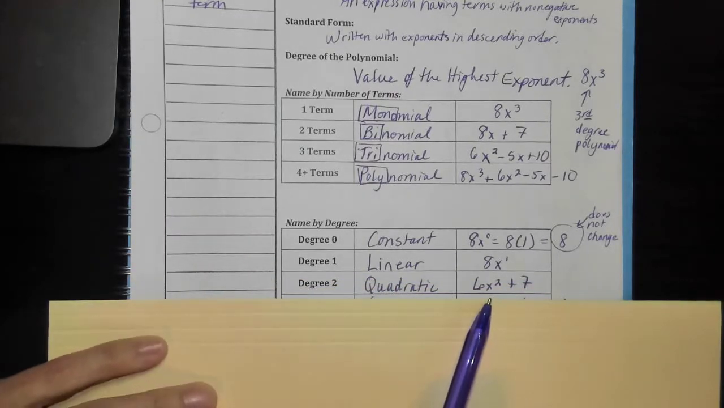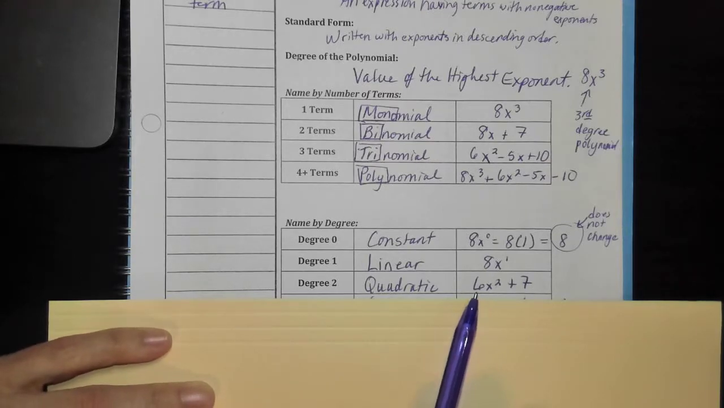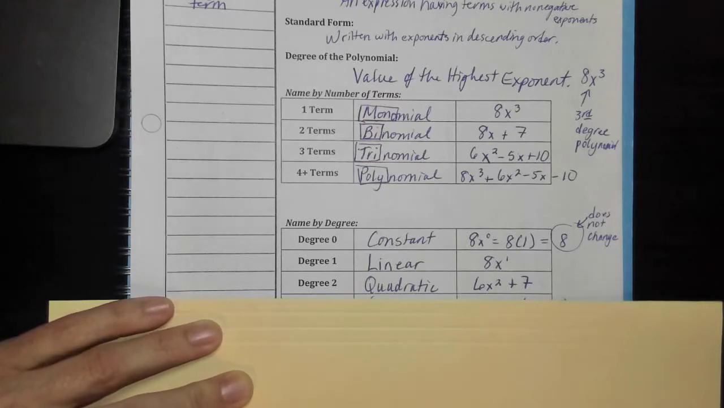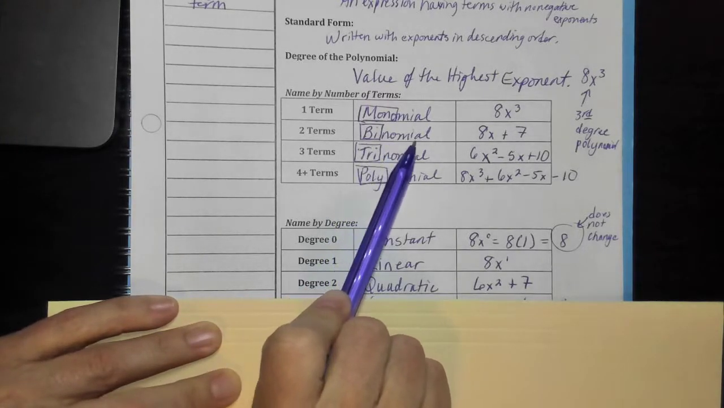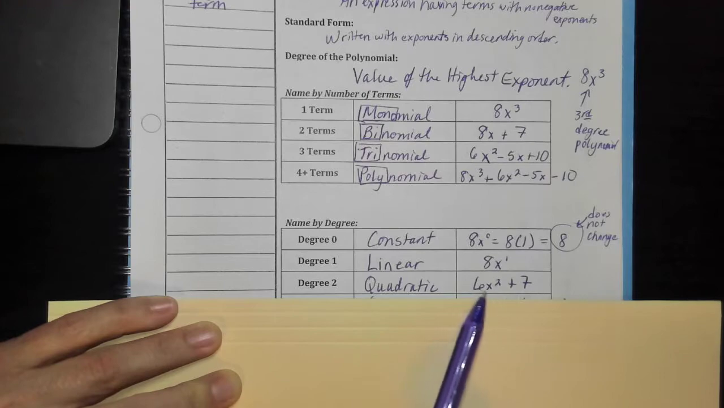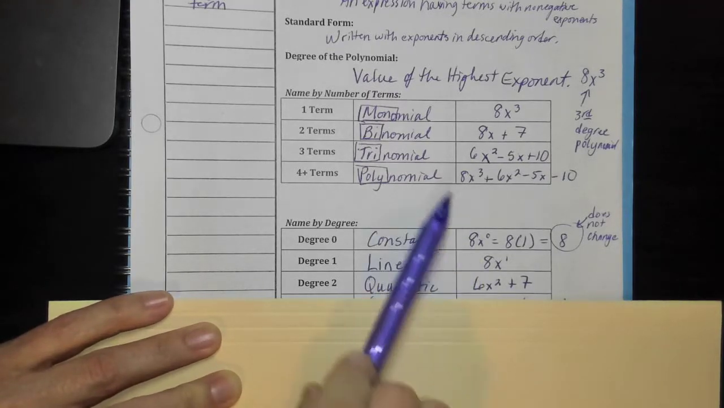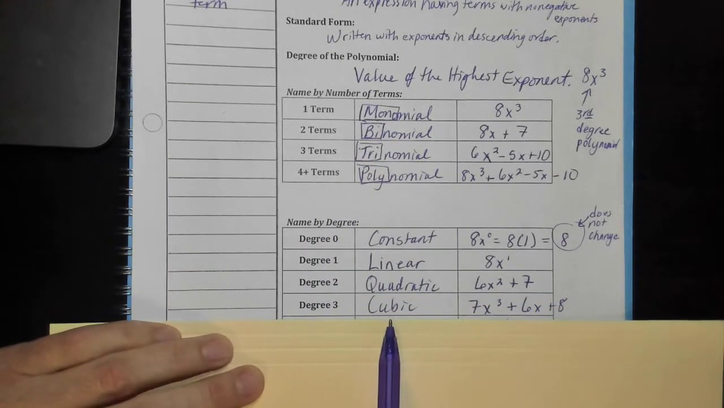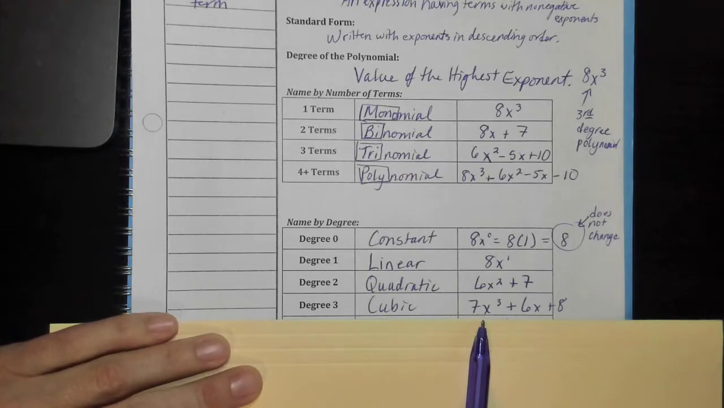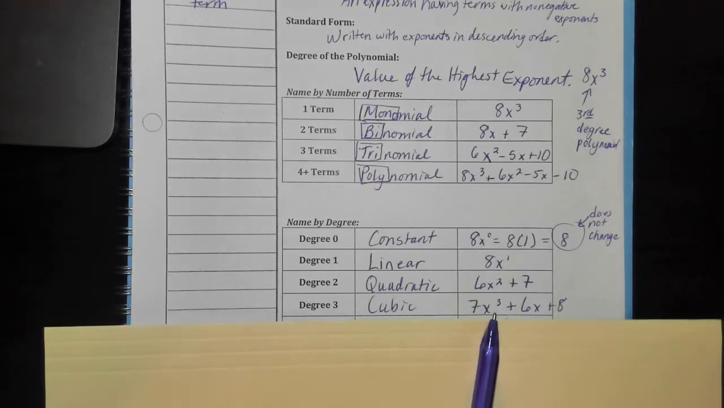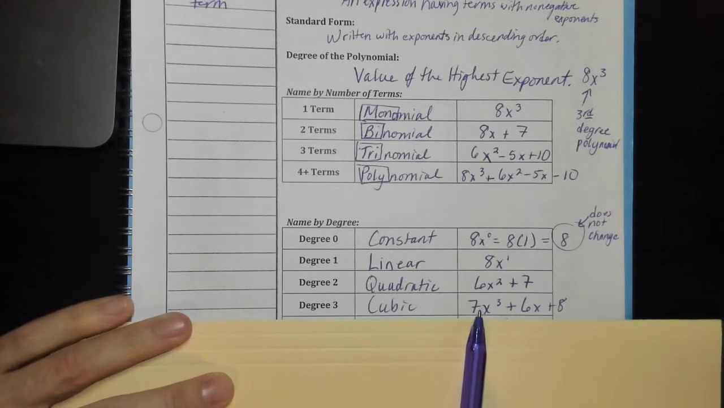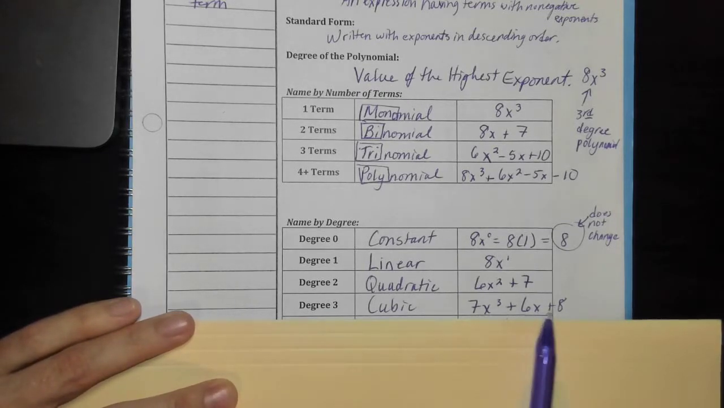Quadratics are going to be U-shaped graphs. So 6x squared plus 7 is considered a quadratic. And if we look back up here, that would be a binomial because there's only 2 terms. This is a linear monomial because there's only 1 term. Cubic is a third degree. So that means your highest power is 3. And this happens to be a cubic trinomial because there's 3 terms, 1, 2, 3.